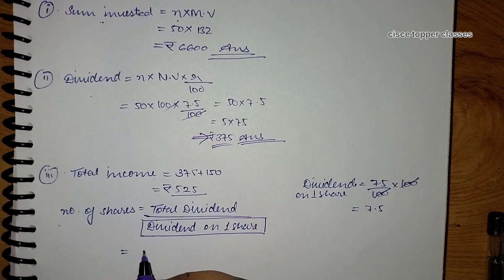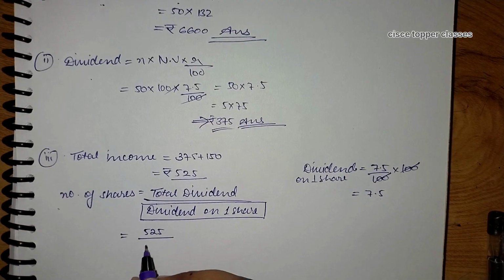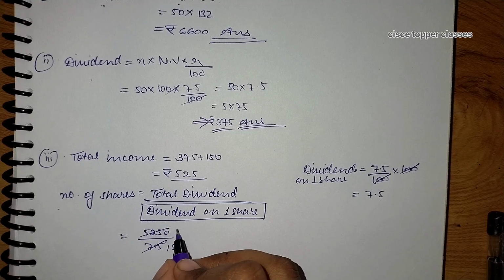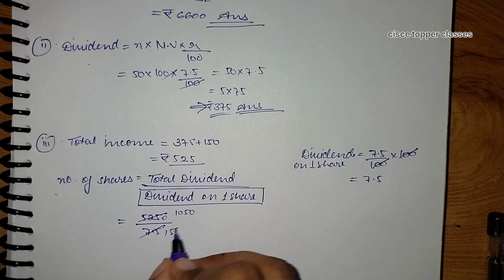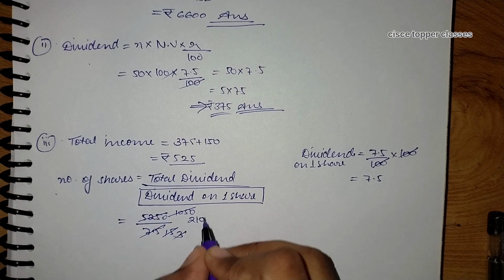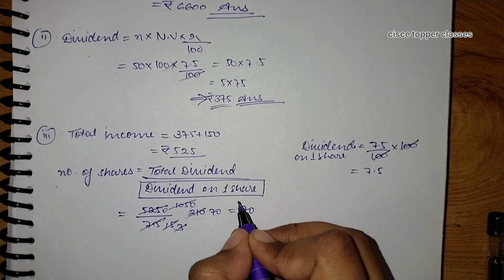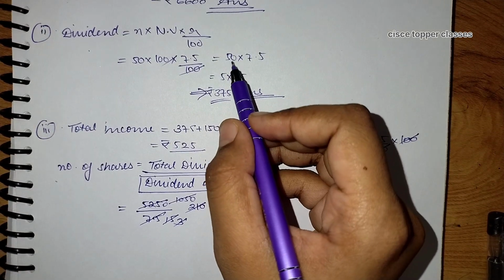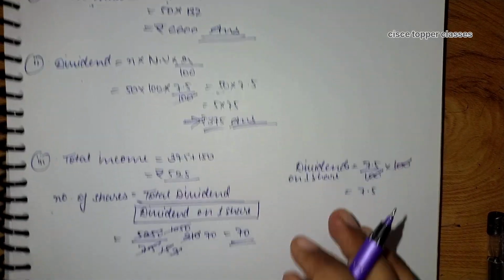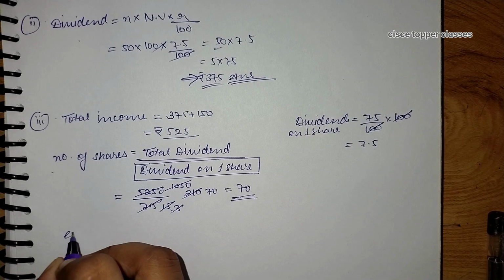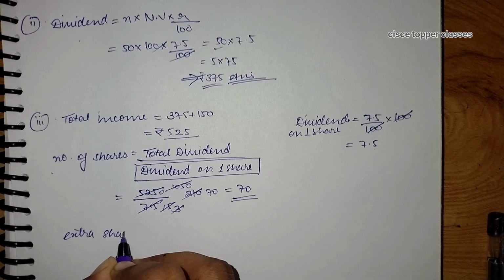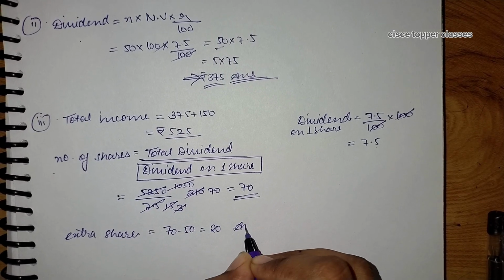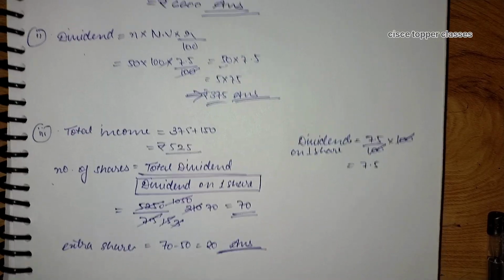Total dividend we have found is rupees 525. So this will be 525 divided by 7.5. On solving, we get 70, means the total number of shares in this part will be 70, and it will be how much extra from the previous shares. Previously we had 50 shares, so we just subtract here to find the extra shares. So 70 minus 50 equals 20 shares are extra in this question. So this is the final answer of question number 3.